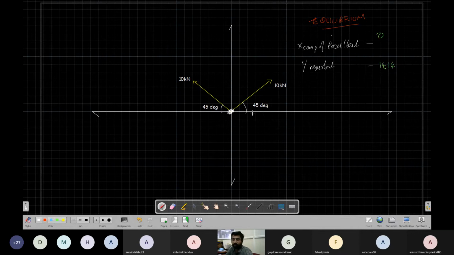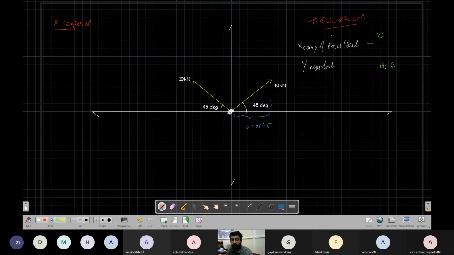So first we have to find the x component. You have to find the x component of this force and the x component of this force. I will directly write. If I complete a triangle like this, this is the x component, so this value is 10 cos 45, and this is the y component.